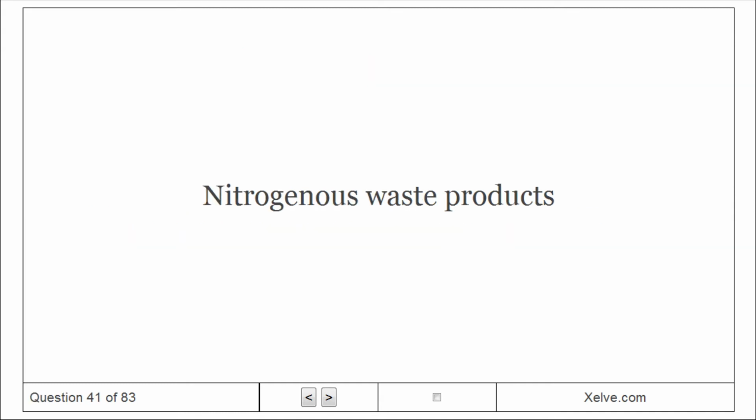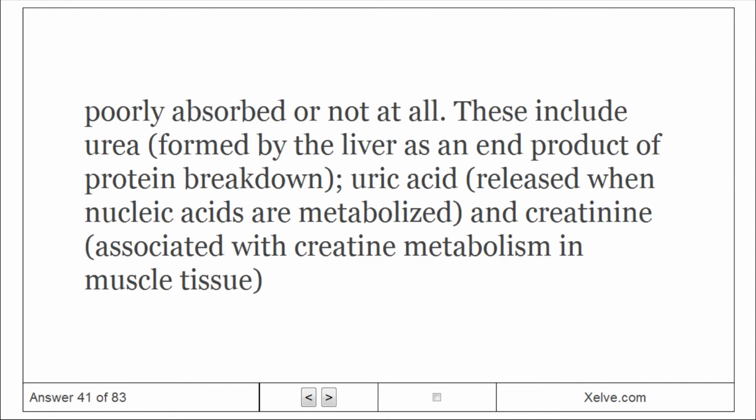Nitrogenous waste products. Poorly absorbed or not at all. These include urea, produced by the liver as an end product of protein breakdown; uric acid, released when nucleic acids are metabolized; and creatinine, associated with creatine metabolism in muscle tissue.